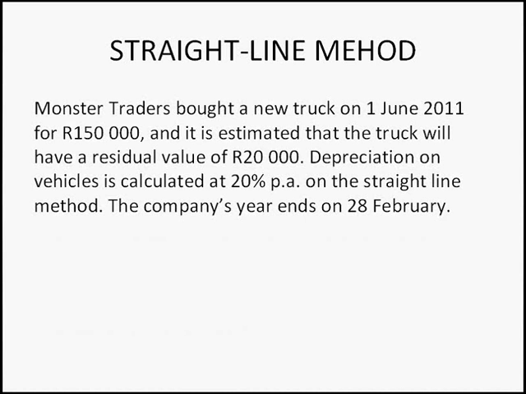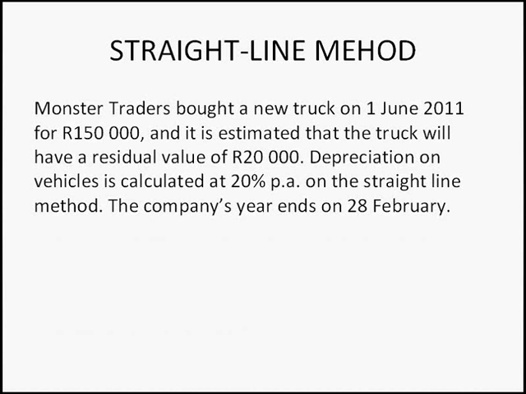Now, don't get confused with the percentage and the fact that it says straight line method. If it's 20% per annum straight line method, then effectively it means that the vehicle, in this case the truck, will be written off over a period of 5 years. Because 20% times 5 gives you 100%. So all the 100% of the value of the truck will be written off over 5 years if you do it 20% per annum. And then they told us that the company year ends on 28th February.